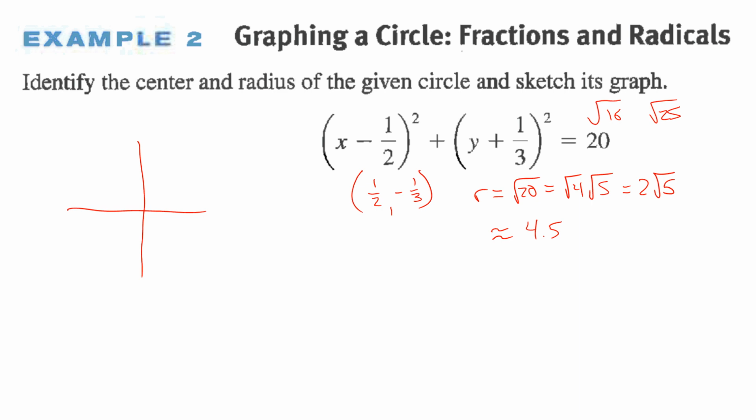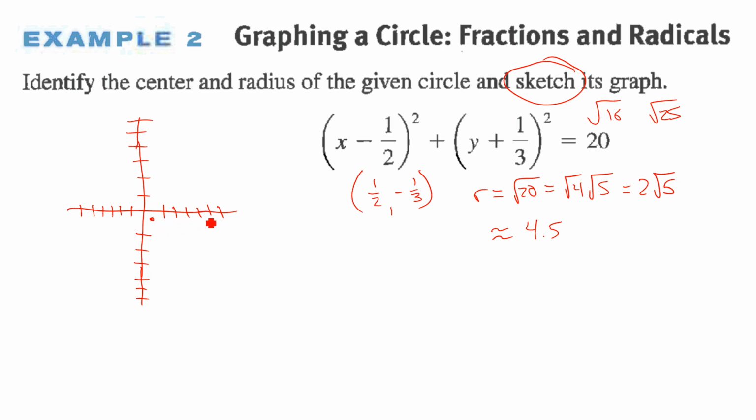So our center is at 1/2, so halfway between 0 and 1, and negative 1/3, so a third of the way down. So there's our center. Now our radius is about 4.5. So let's have our tick marks going up 1, 2, 3, 4, 5, 6. Going down 2, 3, 4, 5, 6. Going to the right 2, 3, 4, 5, and 6. And to the left 1, 2, 3, 4, 5, 6. Not perfectly equal, but remember this is just a sketch. We're getting an approximation here.